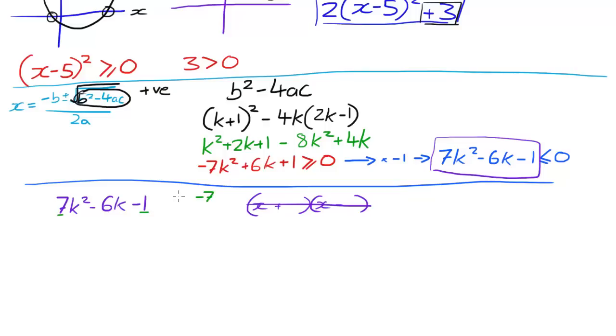So we need two numbers that times together to make minus 7, and add together to make minus 6. So I think that is going to be minus 7, so 7k squared, minus 7 and plus 1. So minus 7k plus k minus 1. So notice I haven't changed the value. Minus 6k is the same as minus 7k plus 1k. It's exactly the same.